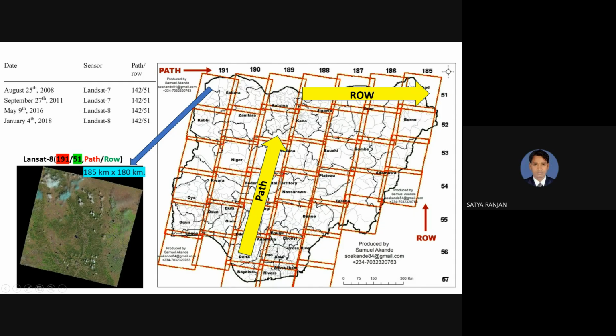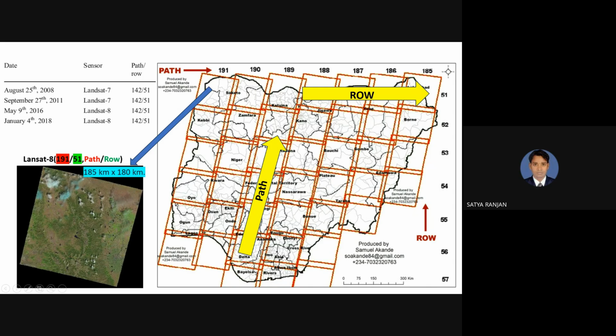So this is the row. This is the path. This vertical direction is the path of the satellite. Then these are the rows. So paths are like 191, 190, 189, 188, 187. These are the paths of the satellite which captures the images in this way. And these are the row information: 51, 52, 53, 54, 55.